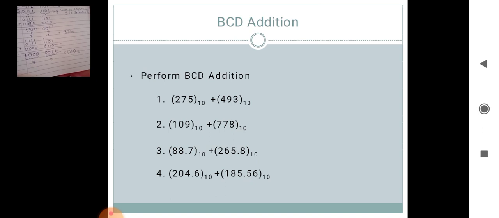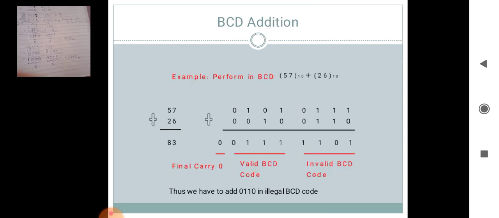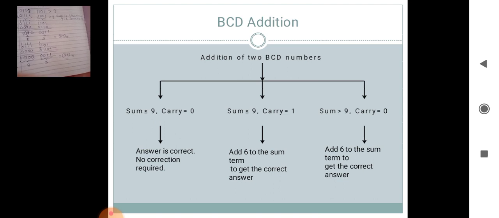So these are some examples given for your practice. Solve them in your notebook. Now we'll see some other examples for BCD addition, so that will help you understand your concepts properly. We'll keep this slide in front of you, so you can check your conditions while solving the examples, right? So we'll see another example, a simple example first.